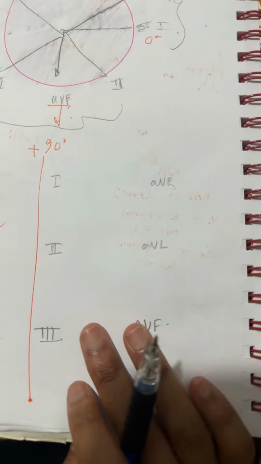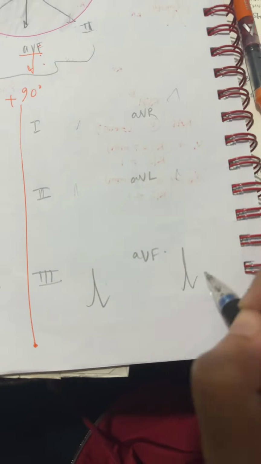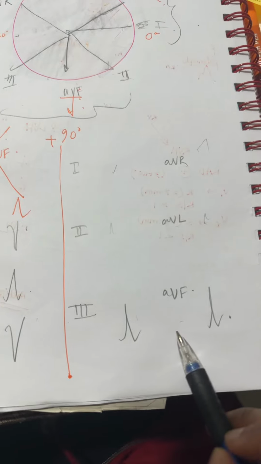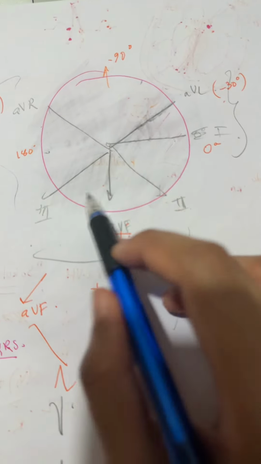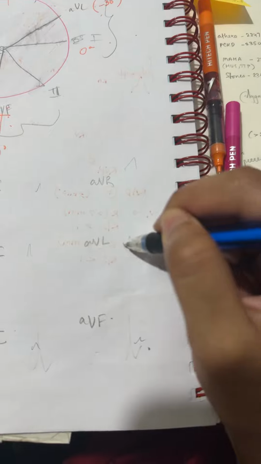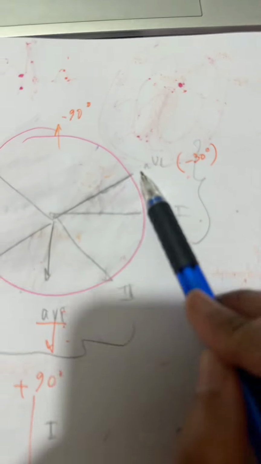Next method is to just look at the limb leads. The QRS will be small in all the leads, except for any two leads. So if suppose it is tall in lead 3 and AVF, that automatically indicates that it is somewhere here, and that means it's a right axis deviation. Suppose I say it's tall in AVL, that may mean a left axis deviation, and so on and so forth.